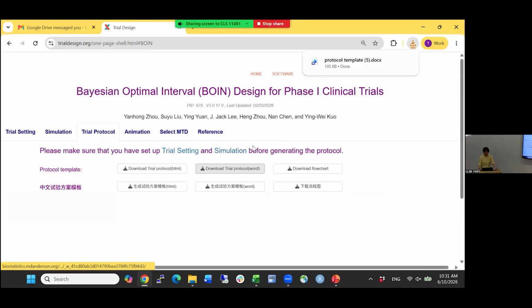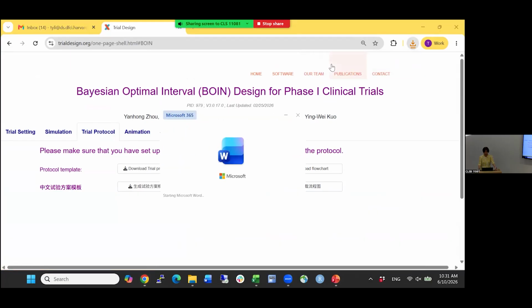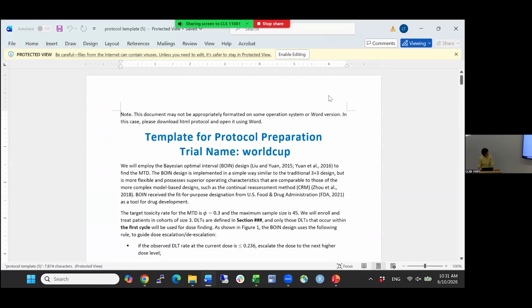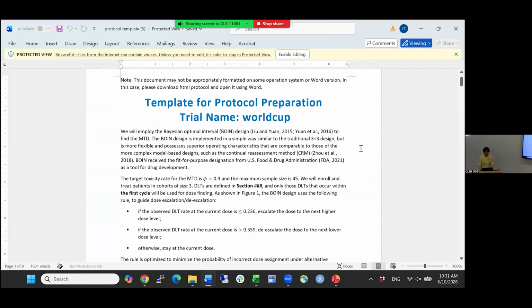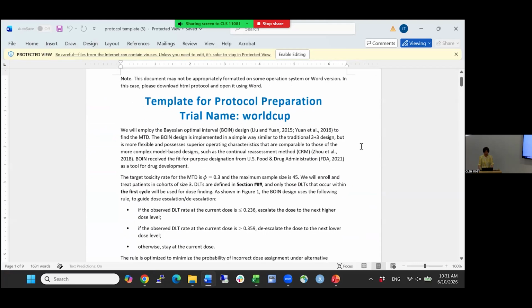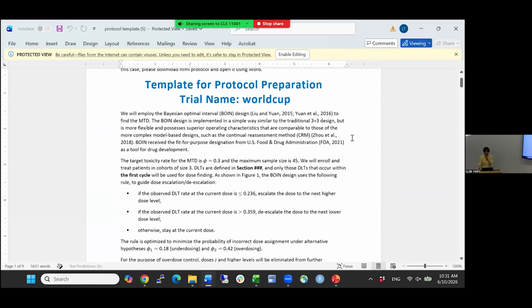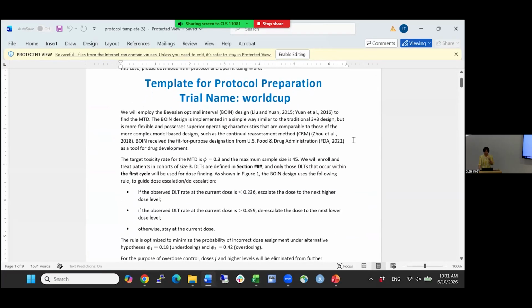So it generates one. I open it because I want to show what it looks like. Here is the template of the protocol preparation, and you can change your trial name. You don't have to call it workup. We can see this template is already in very nice shape.